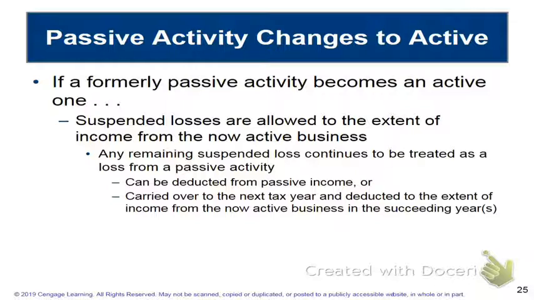All right. Now, if a formerly passive activity becomes active, which can happen, then your suspended losses are allowed to the extent of income. So whatever income you now have from your active business, your suspended losses are allowed to decrease that. And then any remaining suspended losses continue to be treated as a loss from the passive activity against other passive income. So you can only take the losses to the income that you have for that new business, and then the rest stay as suspended losses.